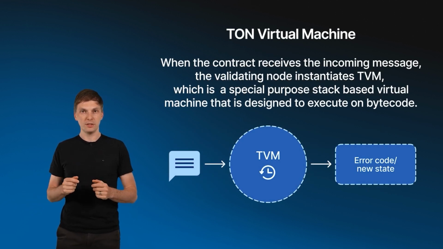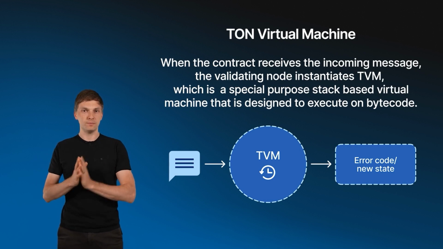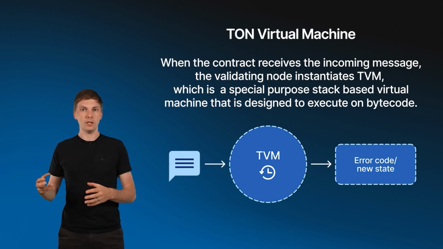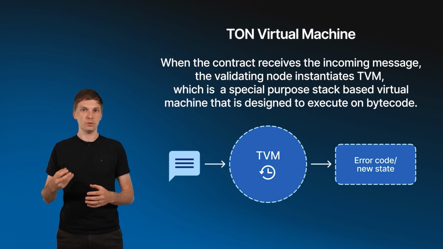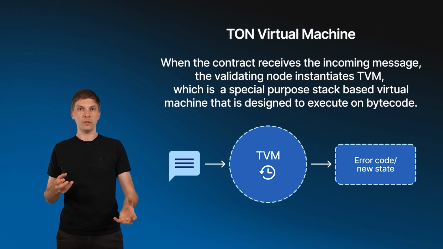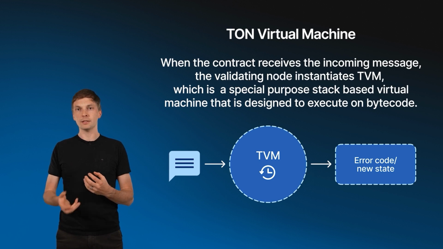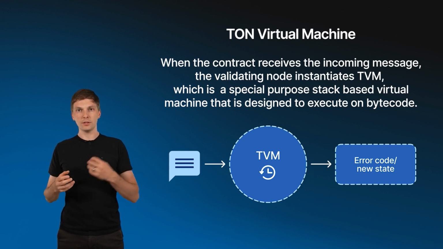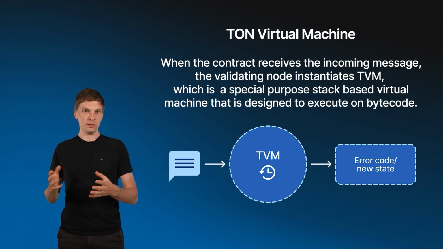When the contract receives the incoming message, the validating node instantiates TVM, which is a special purpose stack-based virtual machine that is designed to execute TON bytecode. This virtual machine is loaded with the current state of a contract and its current code. And both the state and the code are stored in the cells.